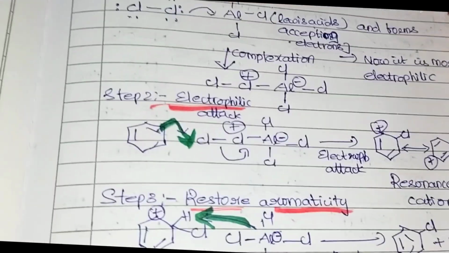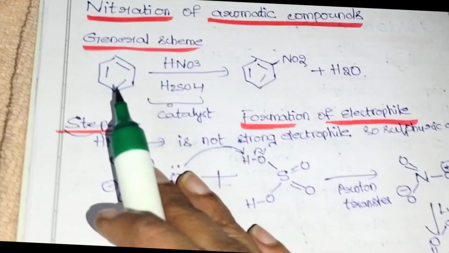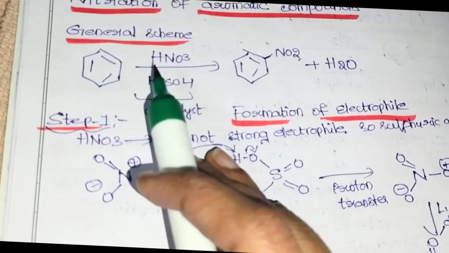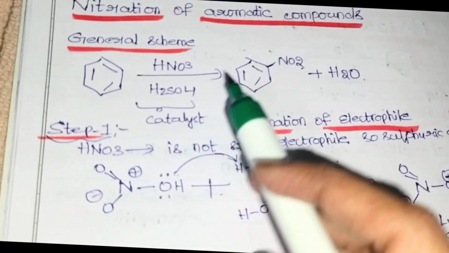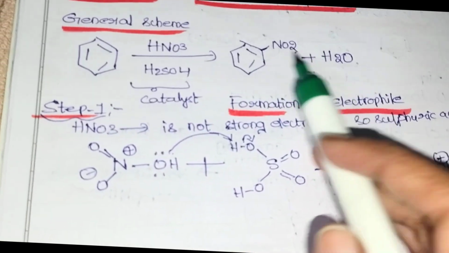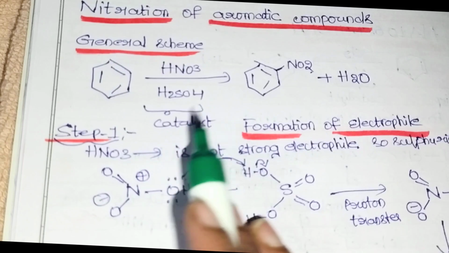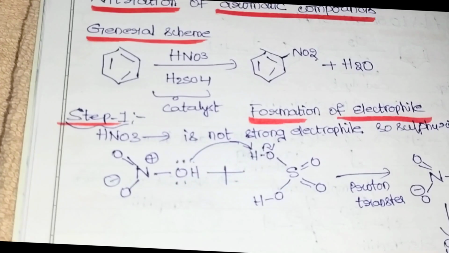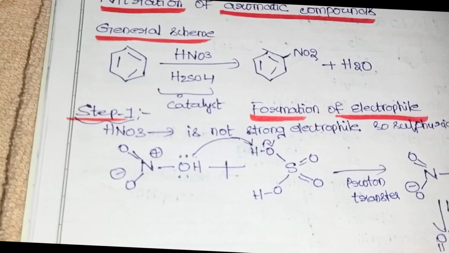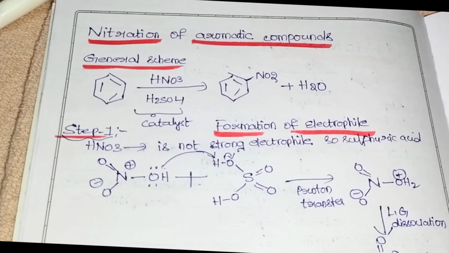So this is about halogenation reactions. Next is the nitration reaction. For nitration of aromatic compounds, we will first see the general scheme. Benzene reacts with nitric acid, HNO3, and H2SO4, sulfuric acid, acts as a catalyst, to form nitrobenzene plus water. As we know, nitric acid is not a strong electrophile. We want a strong electrophile for aromatic substitution reactions, because benzene is a very stable compound.